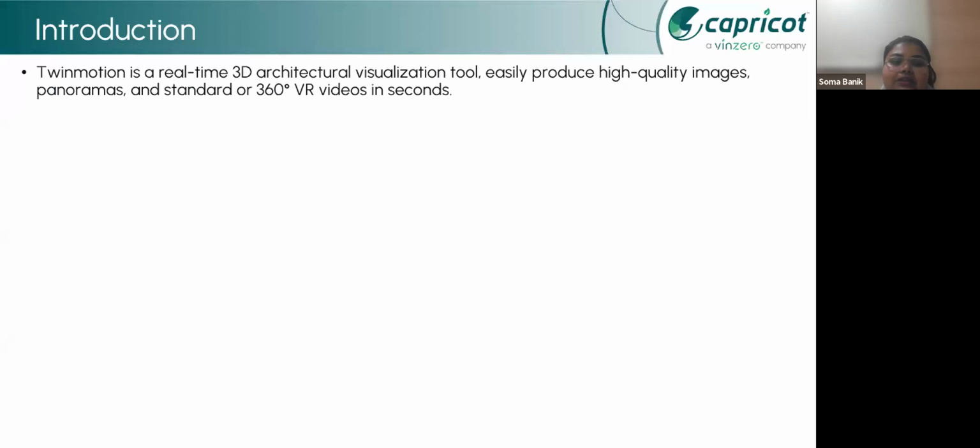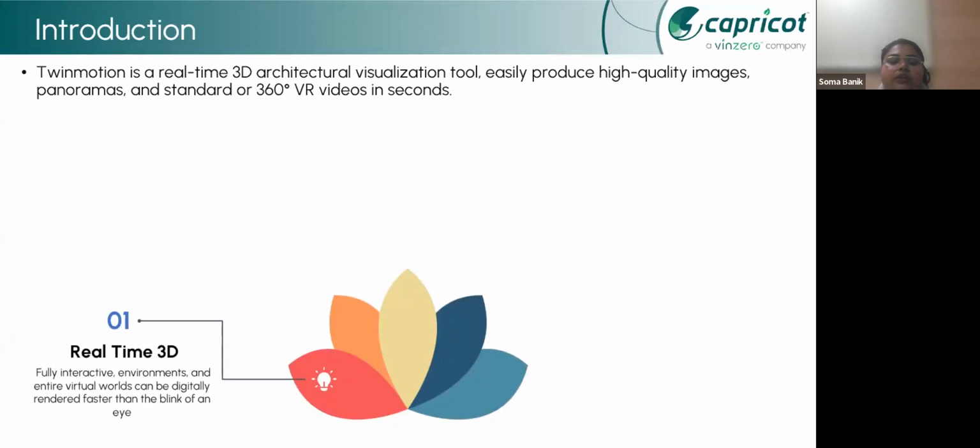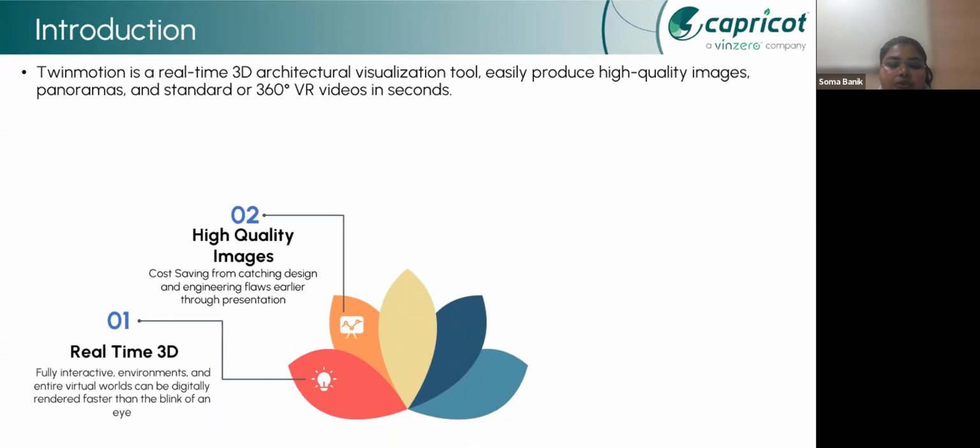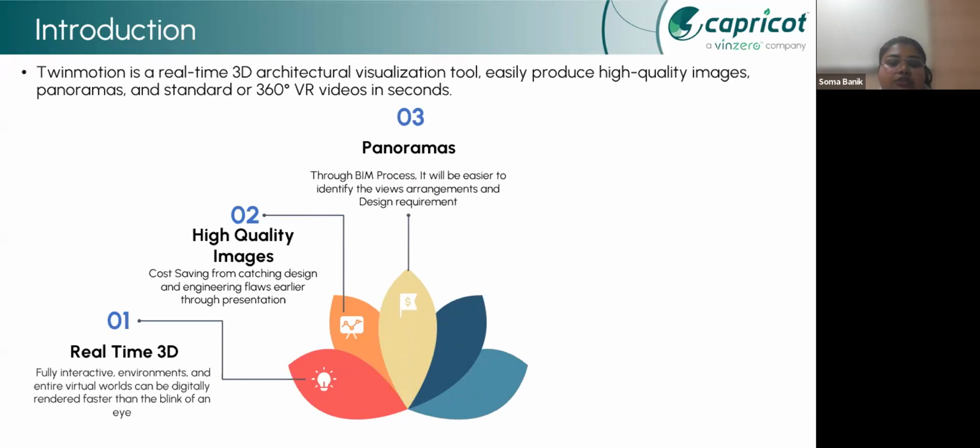Next, as I said, what exactly does Twinmotion bring here, what does it provide? It basically gives you real-time 3D views, all the 3D rendering views and high quality images that you would develop from your model. You can directly create those rendering views using different perspectives and different elements. Then you can create your panoramas. You can even support the BIM process through the panoramas with different view arrangements and design requirements.